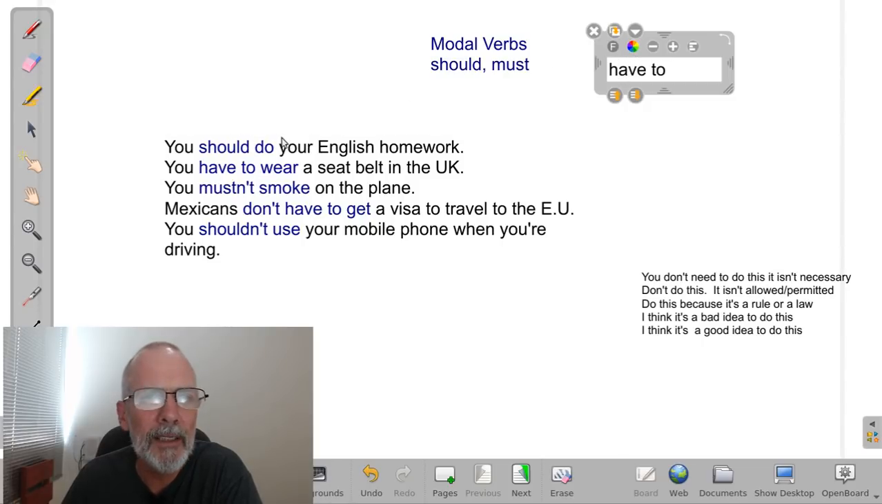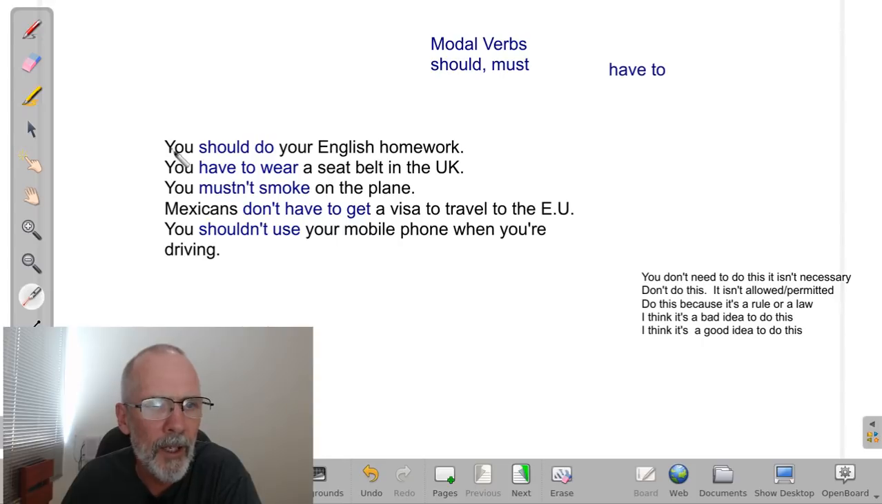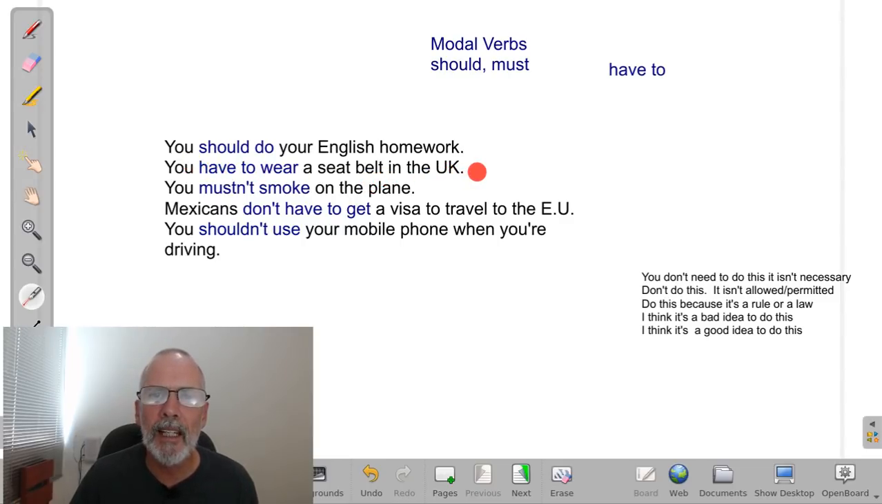So what is the meaning of these modal verbs, or these auxiliary verbs, we should call them? What is the meaning of these expressions? Here I have some statements. Let me read the statements again, first of all. The first one is, you should do your English homework. The next one, you have to wear a seatbelt in the United Kingdom.